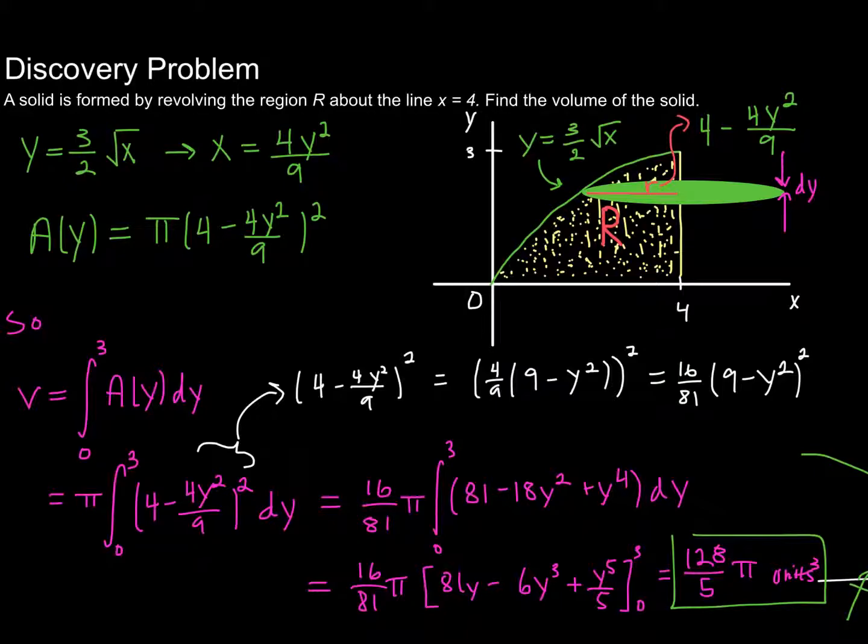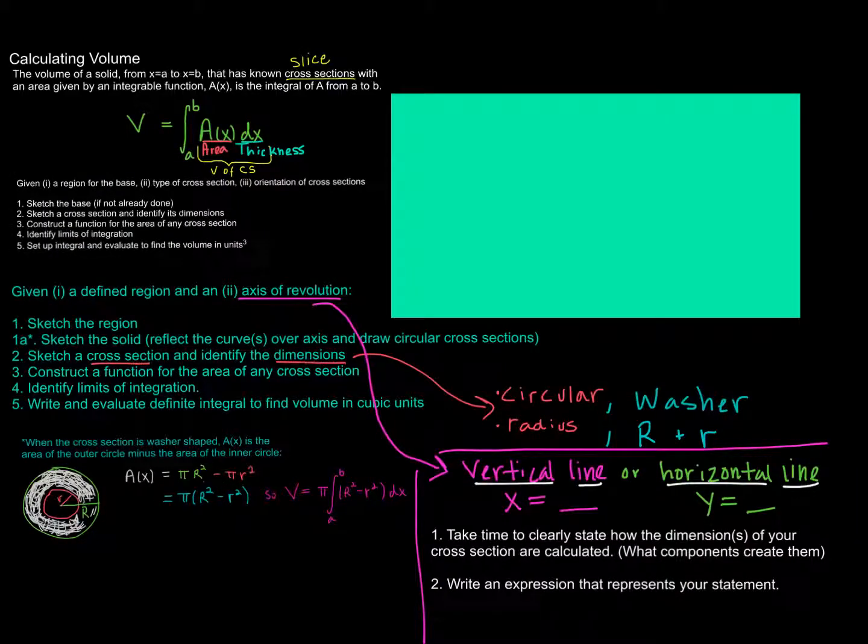That allows us to then write an equation for the area of each cross-section, and in turn will then allow us to compute the volume, as we did right here. Let's quickly add that to our notes and then try one more example before we move on to the homework. Alright, so let's add this last piece here to our notes on volume.